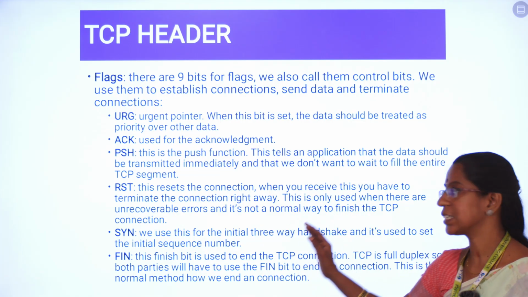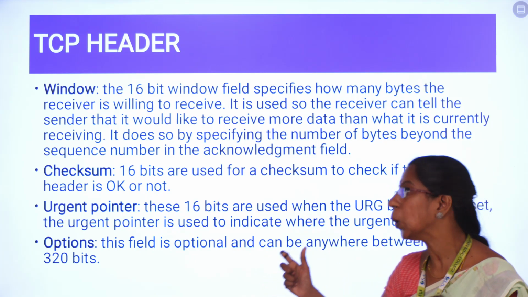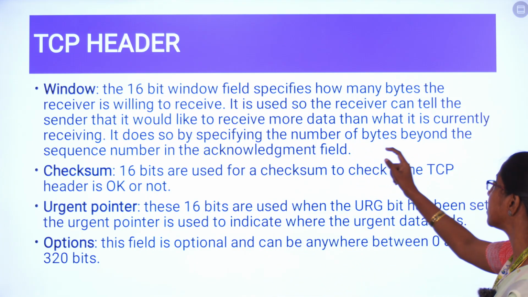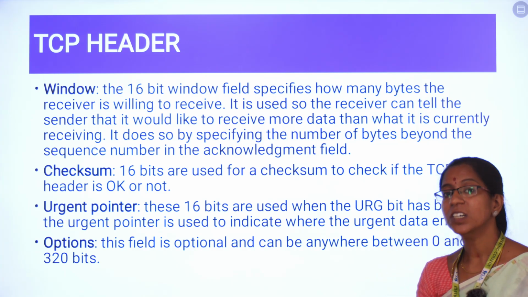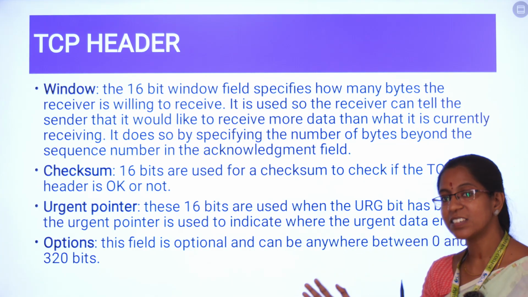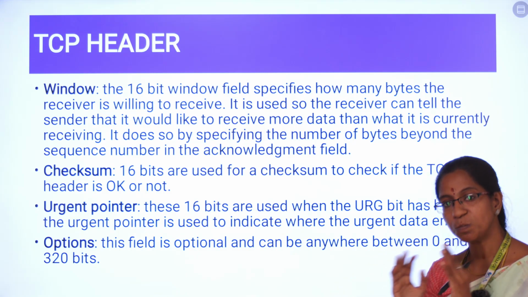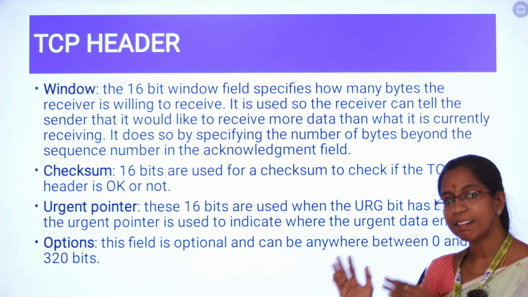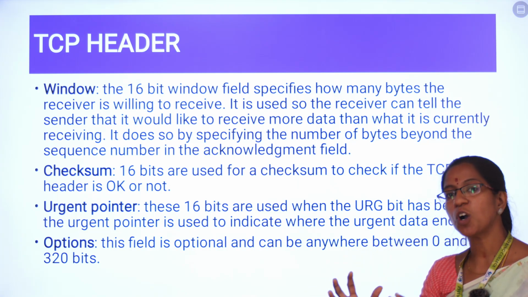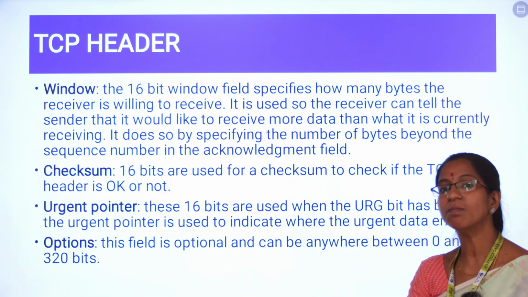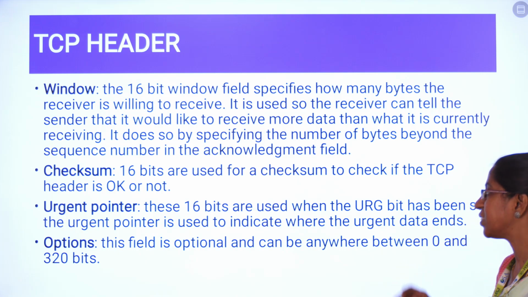Totally a 9-bit field. The next 16-bit field is window. The window field specifies how many bytes the receiver is willing to receive. When the sender and receiver are ready for communication, the window size should be set. Both the sender and receiver window sizes must be equal. Only then will data be transmitted correctly from sender to receiver. For that purpose the window size should be set.